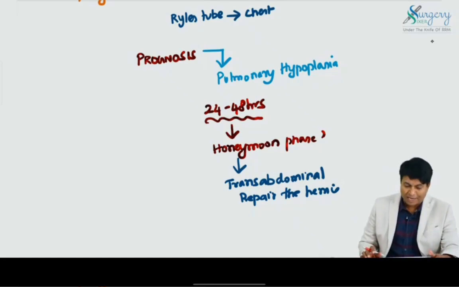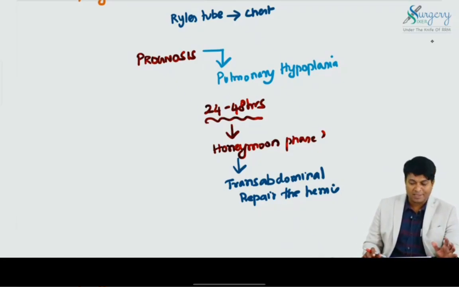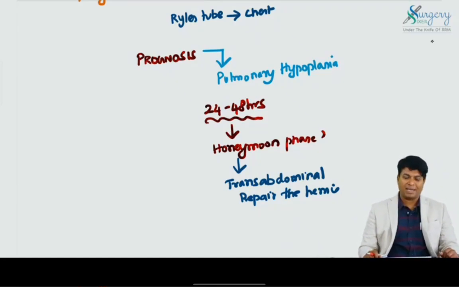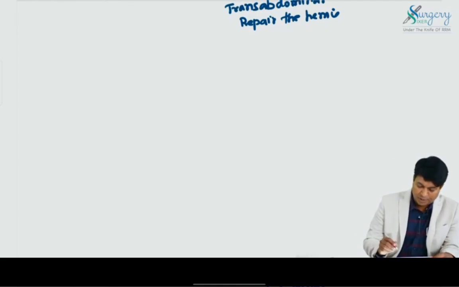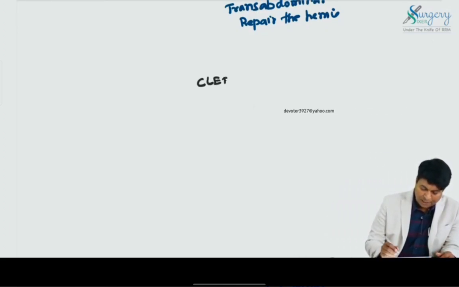So please don't forget Bochdalek hernia and Morgagni hernia. These are the 2 important hernias I want you to remember for your exams. So Bochdalek and Morgagni hernia. Very important topic for your exams. Please don't forget. Now coming to the next important topic in this chapter, cleft lip and cleft palate.